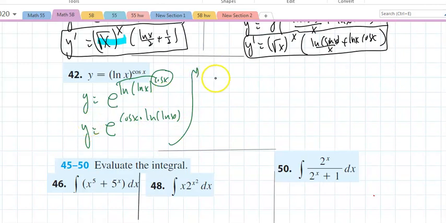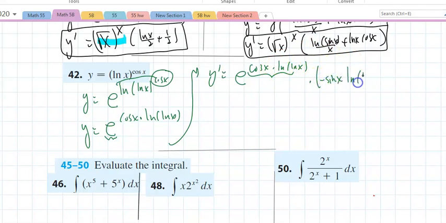And if I differentiate both sides, derivative of an exponential with a base e is the exponential with base e times the derivative of the exponent by the chain rule, product rule. Derivative of cosine is negative the sine of x times natural log of natural log of x plus cosine of x. Derivative of a natural log is 1 over the argument times the derivative of the argument, which is 1 over x.